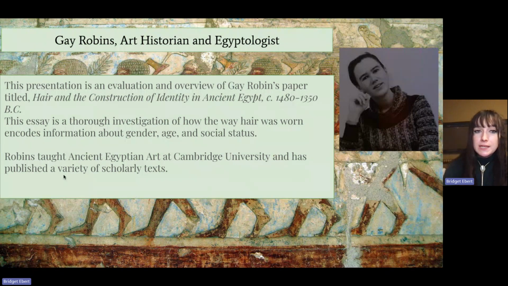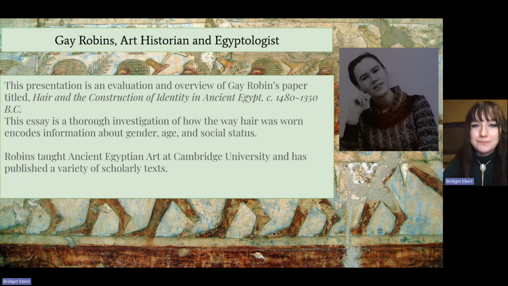So this presentation is an evaluation and overview of Gay Robbins' paper titled Hair and the Construction of Identity in Ancient Egypt, 1480 to 1350 BC. The essay is a thorough investigation of how the way hair was worn encodes information about gender, age, and social status. Robbins taught ancient Egyptian art at Cambridge University and has published a variety of scholarly texts. I highly recommend this essay. It was a really wonderful read.